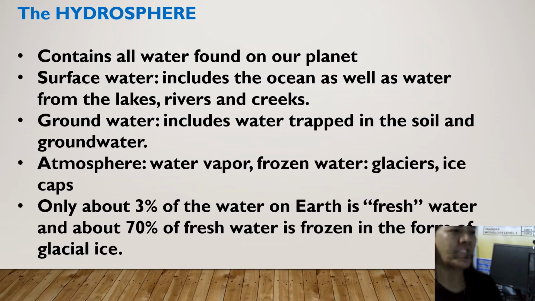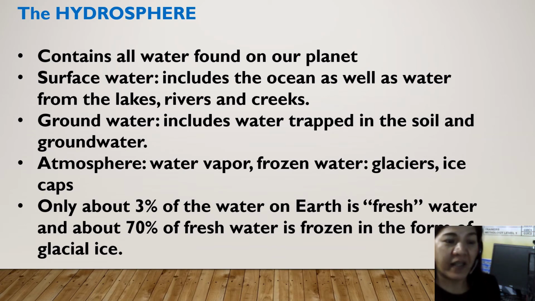Okay. Next, we'll move on to the hydrosphere. When we talk about hydro, it involves water. So, the hydrosphere contains all water found on our planet. Surface water includes the ocean as well as water from the lakes, rivers, and creeks. Then we have groundwater, which includes water trapped in the soil. In the atmosphere, we have water vapor, and frozen water such as glaciers and ice caps. So those are water in the atmosphere.